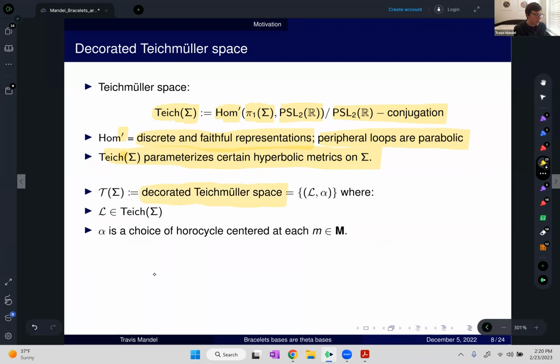Now this T of sigma will denote decorated Teichmüller space. So this L will be just a point in Teichmüller space, and then the alpha will be the decoration, kind of like before. And here the decoration means a choice of horocycle centered at each marked point. I'll have pictures on the next slide, but basically a horocycle is a curve in your surface which is perpendicular to all of the geodesics coming out of this marked point.